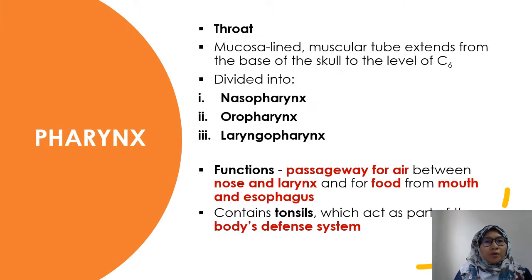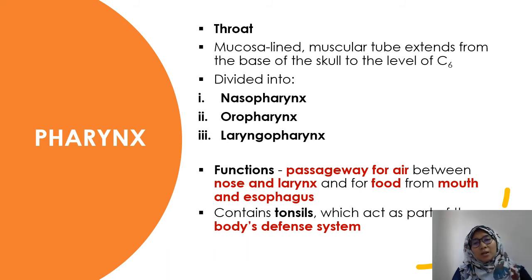Now we move to the pharynx. The pharynx is actually our throat, tekak. It is mucosa lined. It is a muscular tube that extends from the base of the skull to the level of C6. So C6 kiralah from the belakang vertebra ni sampai C6. So itu adalah kawasan pharynx.